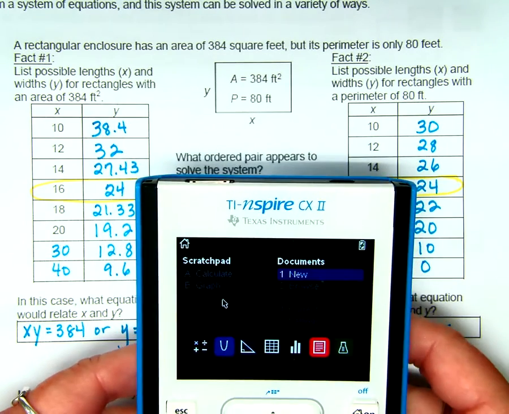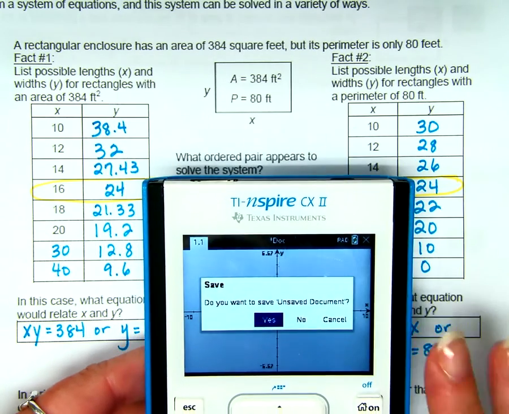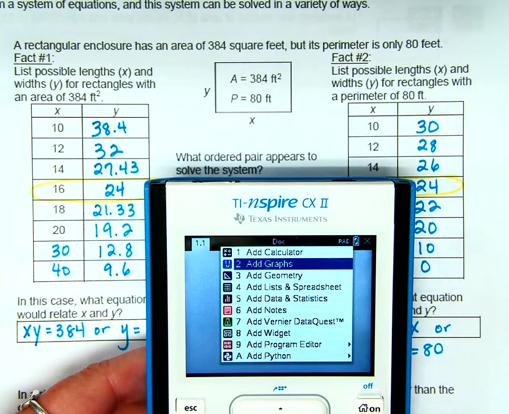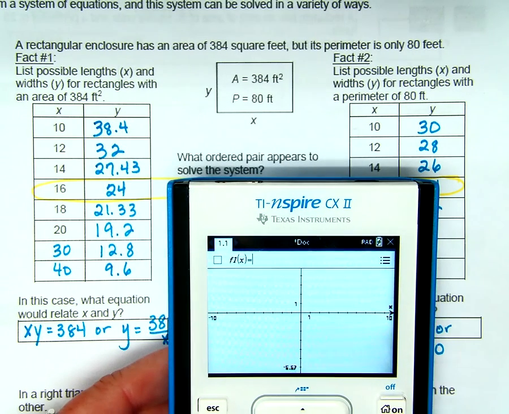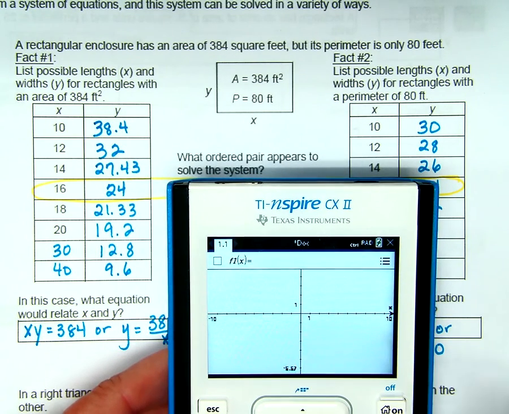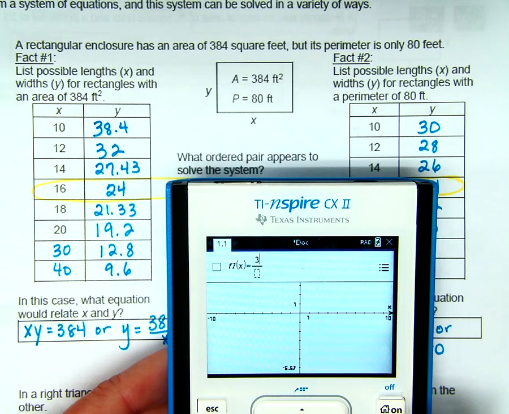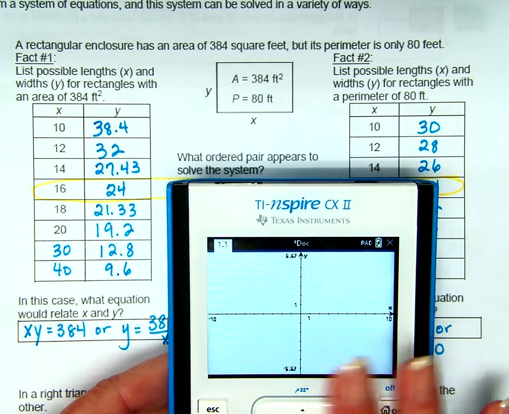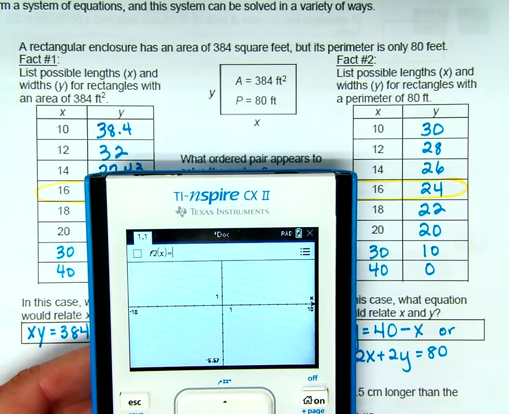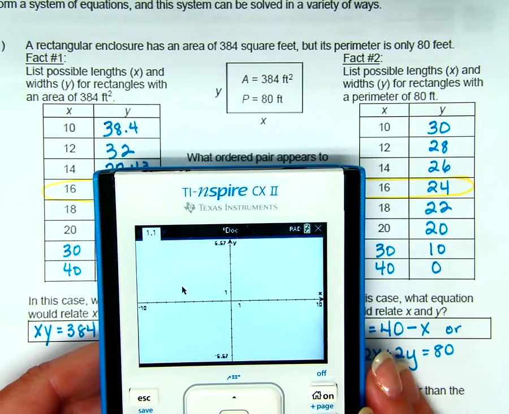So I'm going to start a new document. That is a graph. And in the first function, I'm going to put y equals 384 over x. And for my second function, I'm going to put y equals 40 minus x. Now I have an idea.